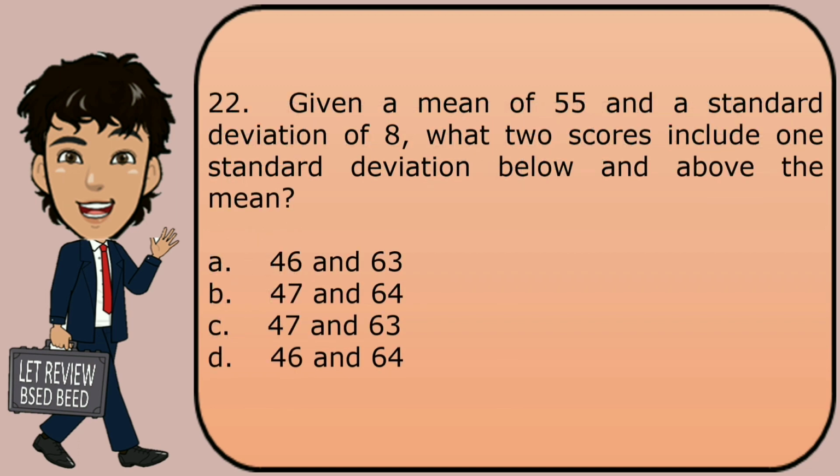Given a mean of 55 and a standard deviation of 8, what two scores include one standard deviation below and above the mean? A. 46 and 63. B. 47 and 64. C. 47 and 63. D. 46 and 64.